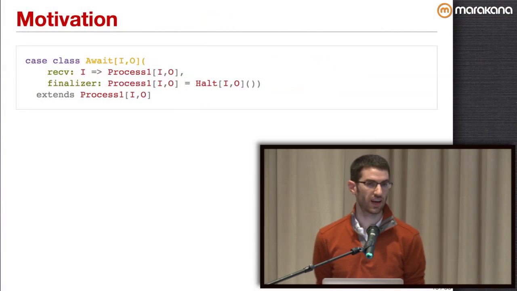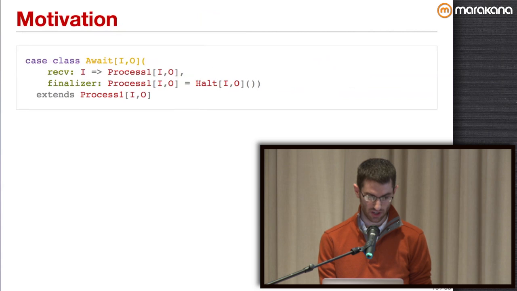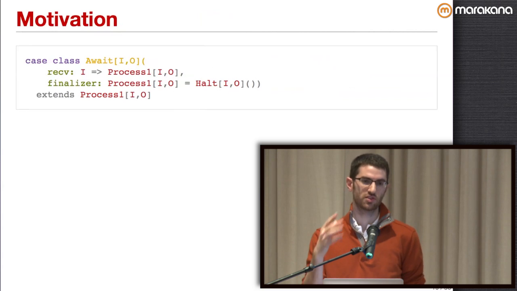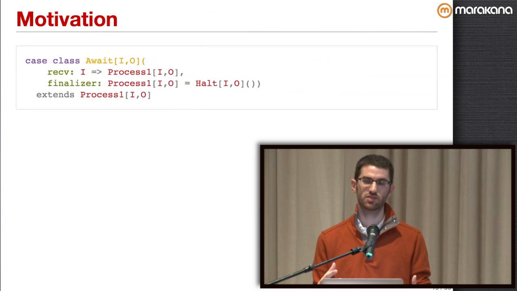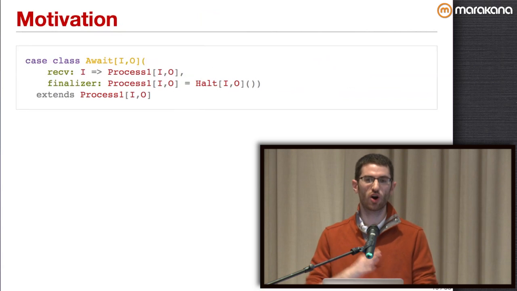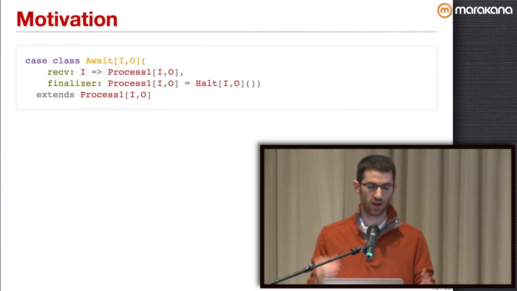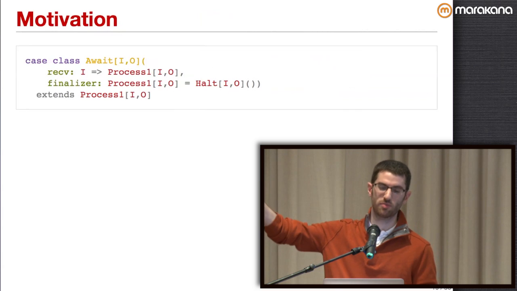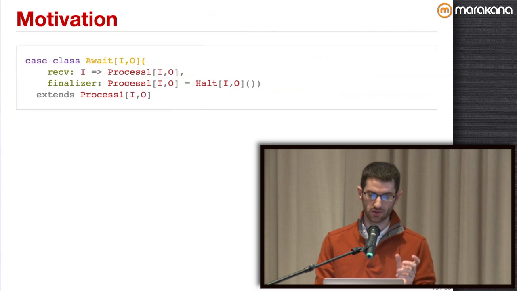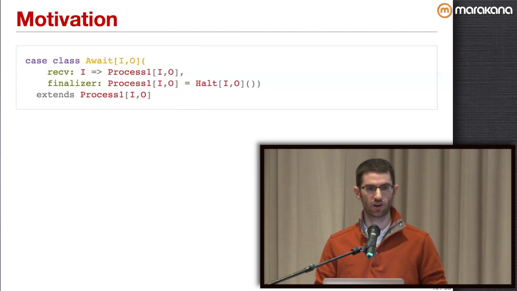All right, so just as motivation, let's look at the await case of process. You can see it has this receive function, and receive is expecting an I. What this await case is implicitly assuming is that there is some context, a stream, which is going to be providing us with I values. Okay? So we're kind of hard coding what the context is. We're saying the context is always going to be a stream of I's, a single stream of I's.